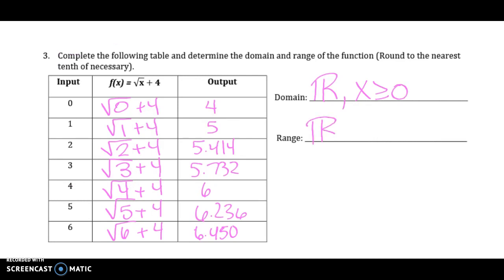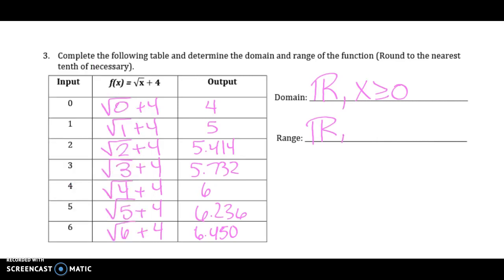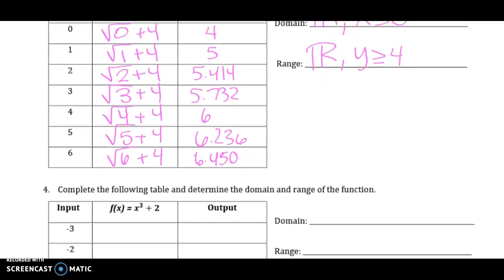Then for my range, again, all real numbers, but I need to show how it only exists in that first quadrant. So I look, and that's all right here again. My first answer here is 4, and they're all getting bigger from there. So again, I say all real numbers such that y is greater than or equal to 4. And now I have done the necessary description to show that it is in the first quadrant.